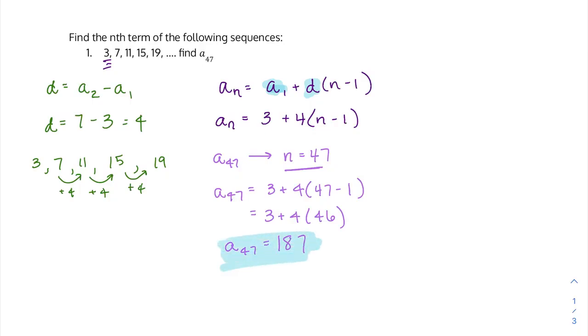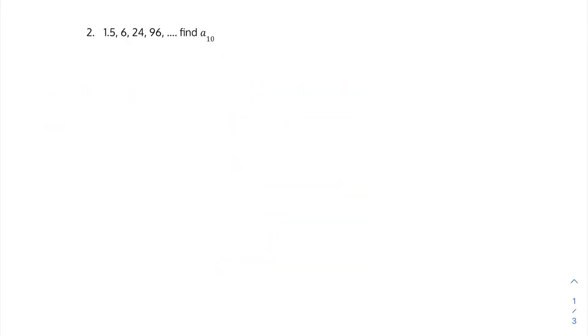And this problem is done. Looking at number 2, I can tell that that's not a linear pattern with a constant difference. It's going from 1.5 to 6, then jumping to 24, then jumping to 96. I can tell visually that this gap is not equal to this gap. So I'm pretty sure it's not arithmetic. That's why I'm going to start with geometric in my head and test that first.